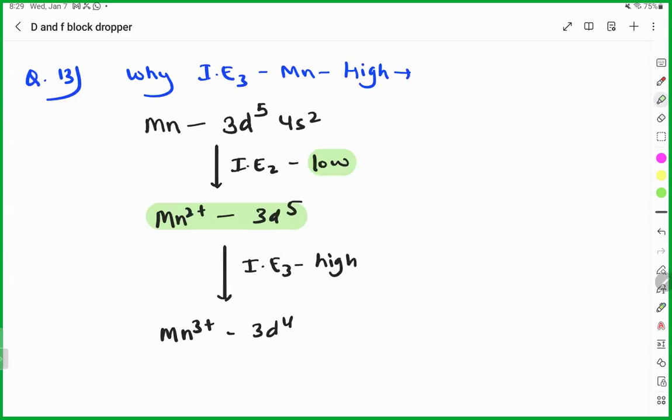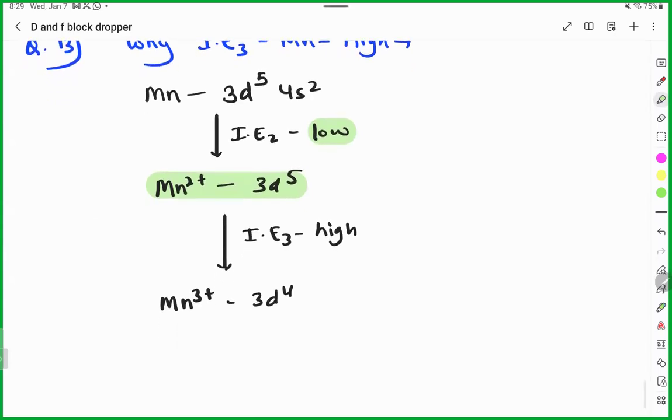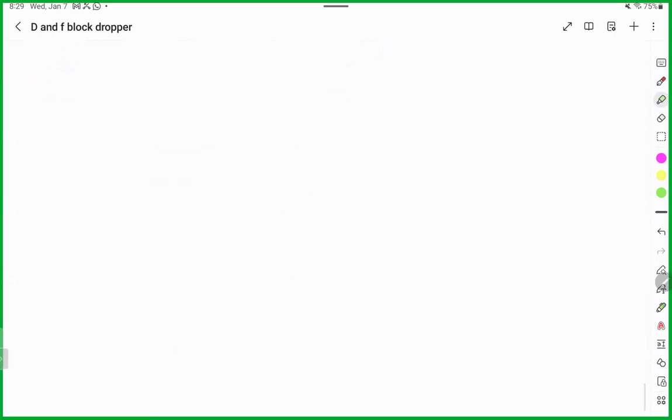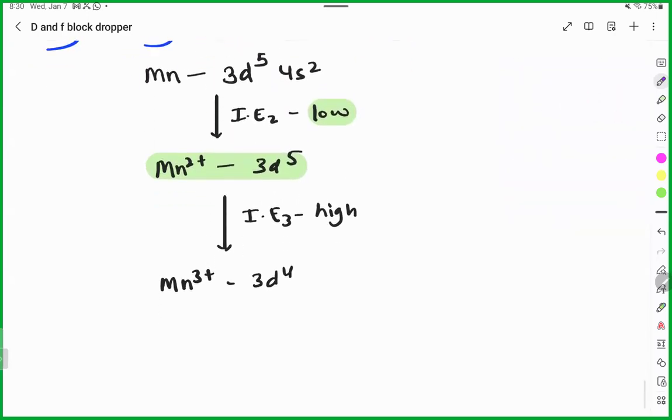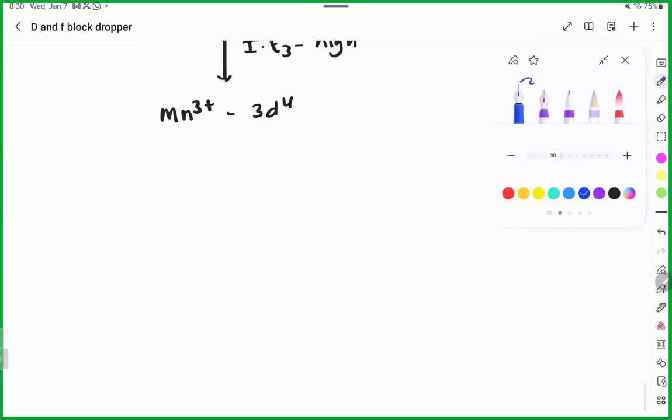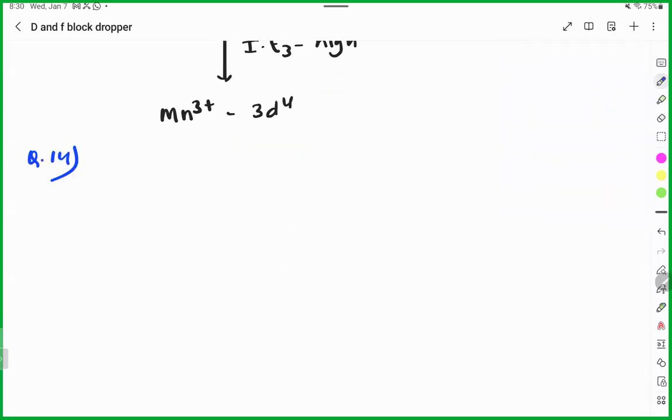Any doubt? It's not like we can solve all the questions, but at least we can get an idea of which one is stable and why. Based on that, you can calculate any compound. Got it? Any doubt, guys? If there is no doubt, move to the next question.